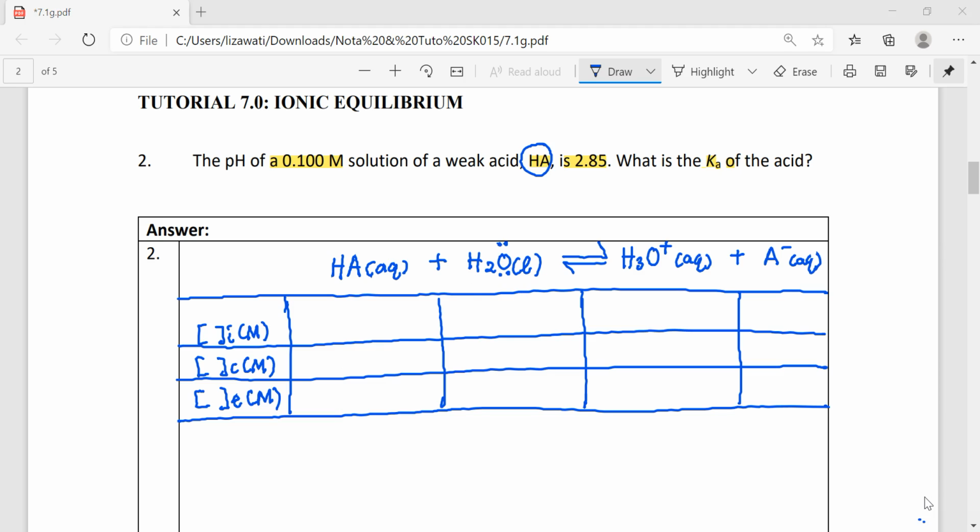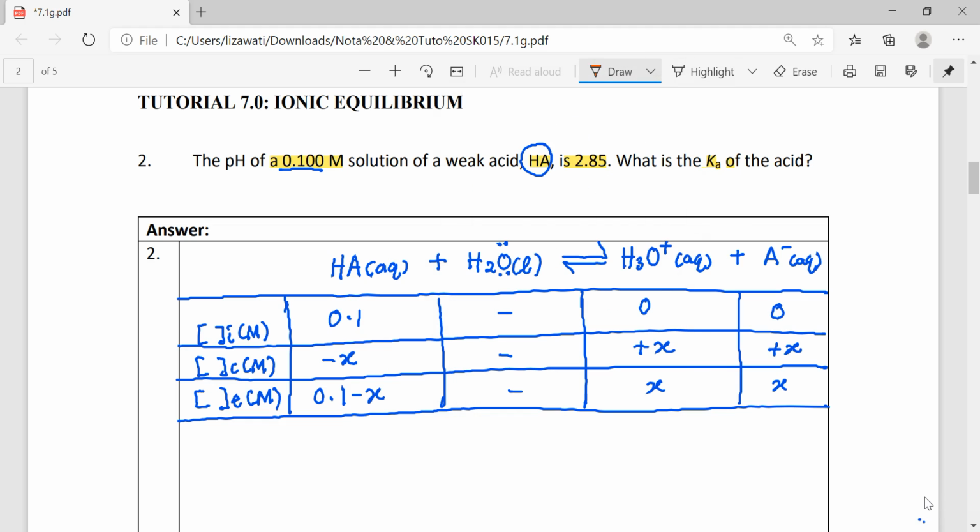So now we substitute the initial concentration, that is 0.1. As for the liquid, dash. The concentration of product is 0 because it has not dissociated yet. Okay, for the changes, the weak acid decreases, the product will increase. At equilibrium, this is a weak acid, it will not 100% dissociate. So therefore 0.1 minus X, product X.